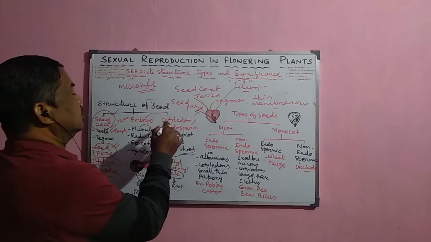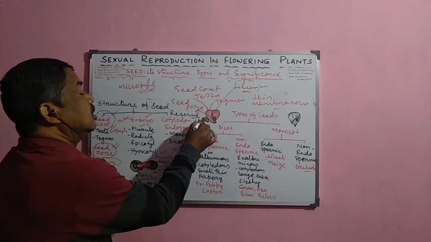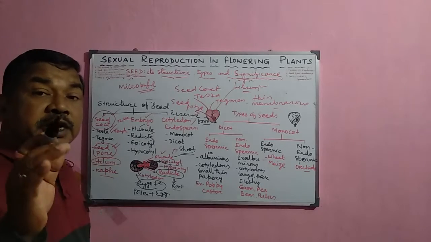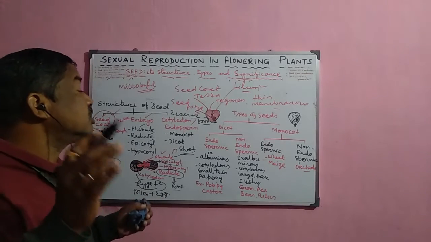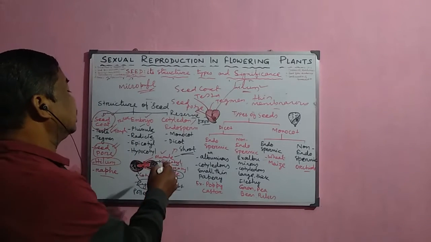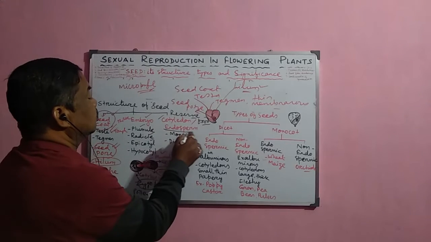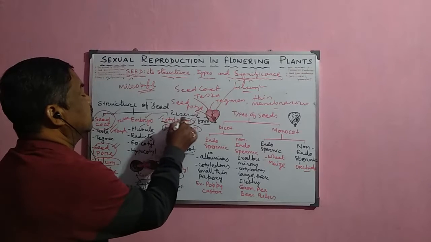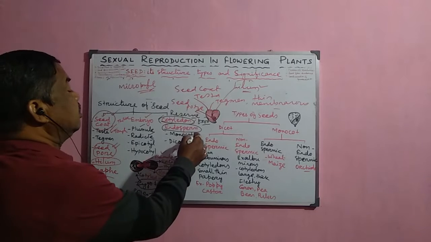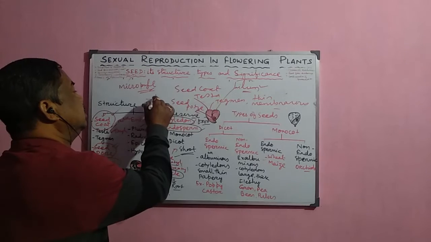Now, another important thing is the reserve food. Normally, whenever the embryo develops inside the seed, it needs certain food or certain nutrients for its development. If the nutrients are not there, then the development of the embryo will not be possible. So that is why, whether it is an endospermic seed or a non-endospermic seed, the reserve food is highly essential for it. So that is why this endosperm, which is developed from the primary endosperm nucleus, PEN.